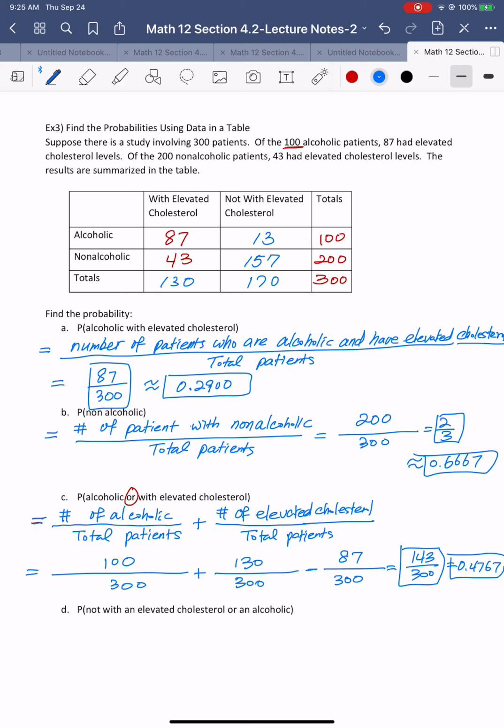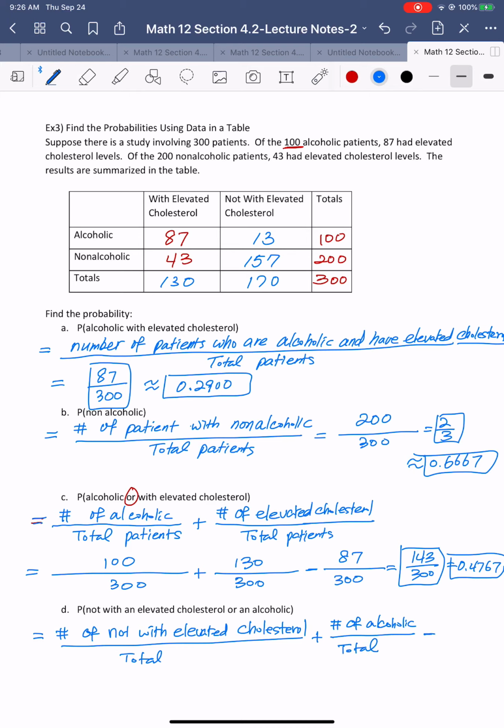All right, now the next one, P of not with elevated cholesterol or an alcoholic. In this case, we are looking for the number of the patients that are not with elevated cholesterol over total, and "or" means a plus, and then the number of the patients who are alcoholic over total patients. And then let's see if we need to subtract one now, okay?